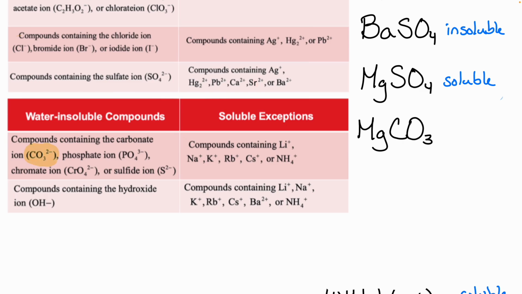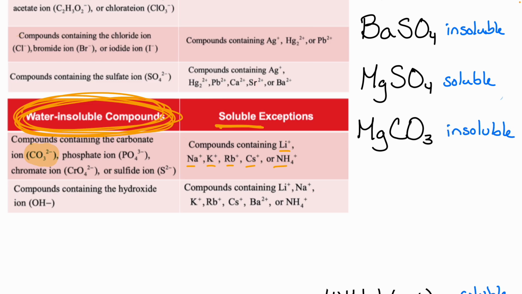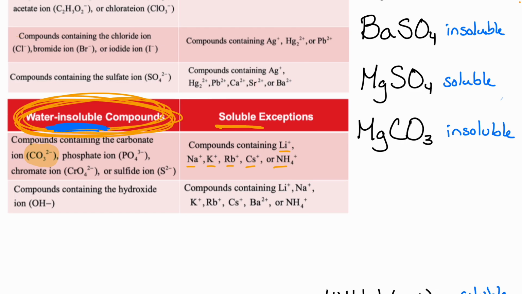Okay, but the lower half here is saying the opposite of what the top half is saying. This is saying that most carbonate compounds are insoluble, and then there's a handful of exceptions that are soluble. All right, so then again, we're going to look here. Is magnesium one of our soluble exceptions? No. So that makes this compound insoluble. Again, most carbonates are insoluble unless you're on this short list here. Magnesium was not on that short list, so it is an insoluble compound.